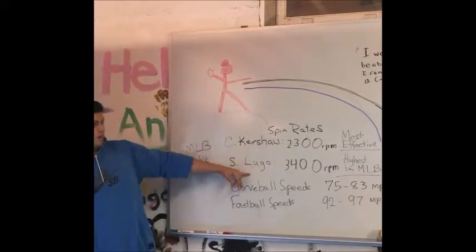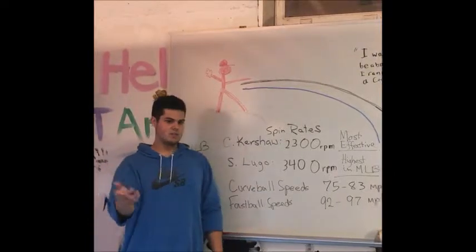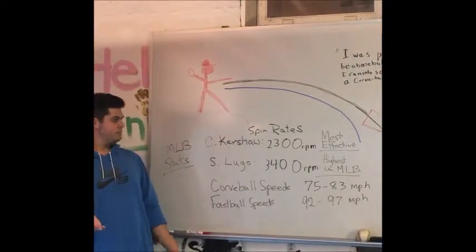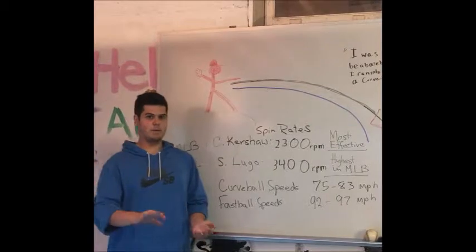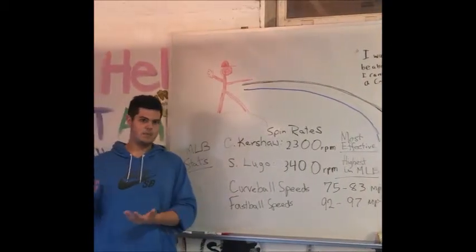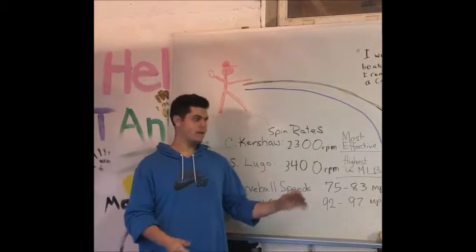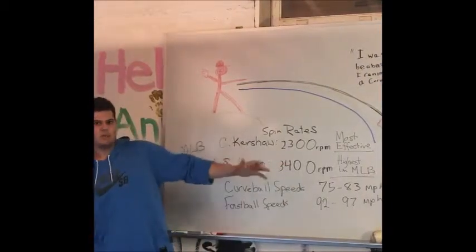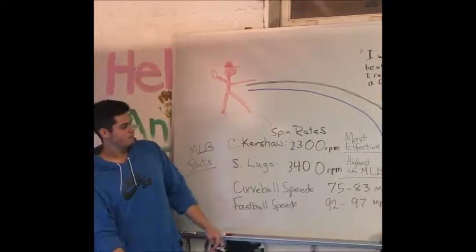And then we have Seth Lugo, who has the highest rotation per minute on his curveball, but he's an average MLB pitcher. This is because he doesn't have the control yet, he hasn't developed, or he's just not able to get the control he needs on that curveball.